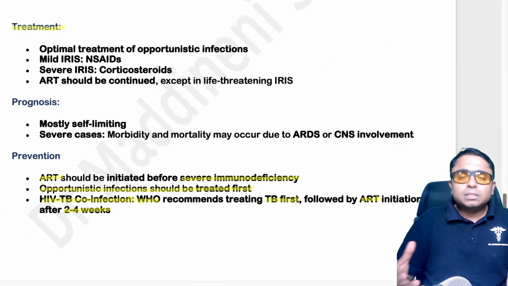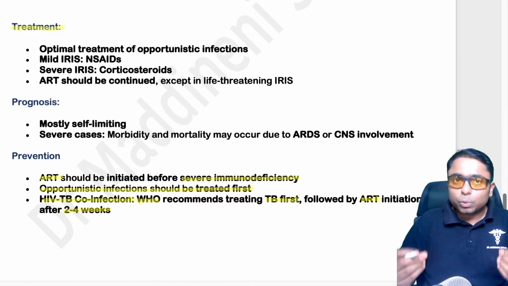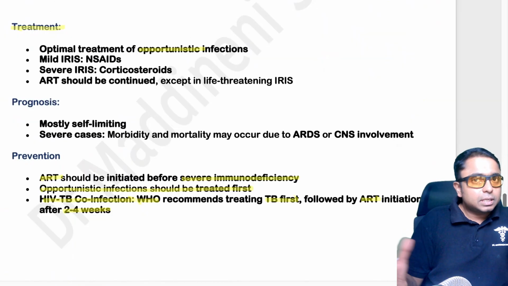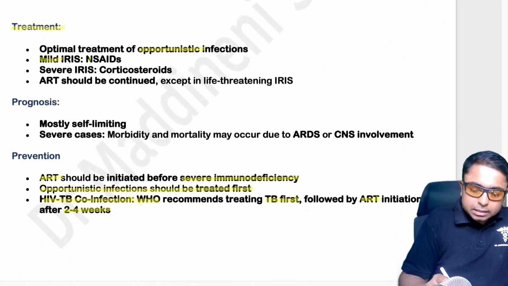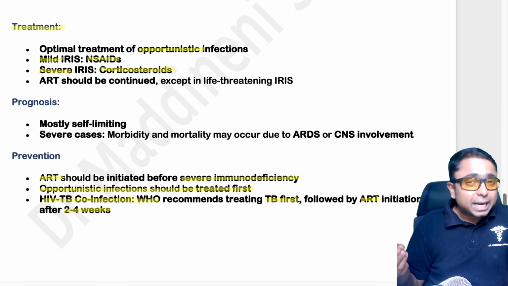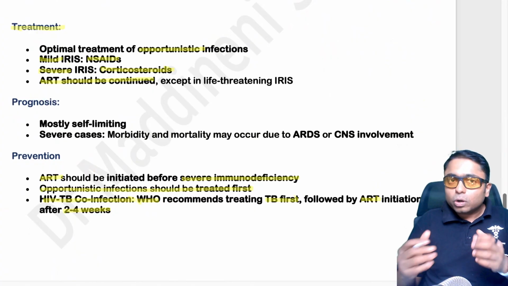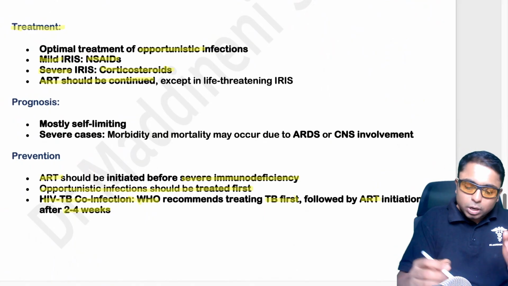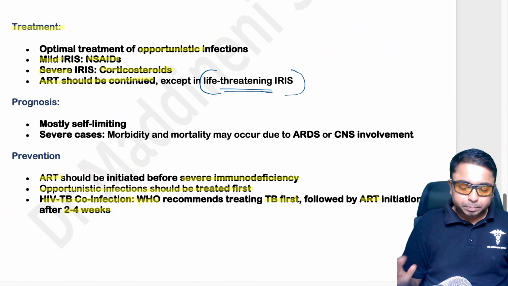So we have missed the diagnosis of TB in a patient. We have given the ART. Now it is worsening. What should we do now? We have to treat the opportunistic infection, whatever is present. So we should start ATT in the patient. If it is a mild IRIS, NSAIDs can be sufficient. If it is severe, we have to start the patient on anti-inflammatory corticosteroids. But remember, ART should be continued because the virus is going to be killed and the immunity is going to improve, except in some conditions where there is a life-threatening IRIS.